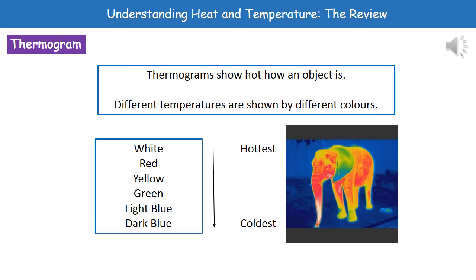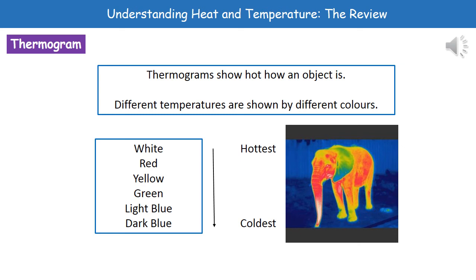One way we can observe these different temperatures of objects is by using something called a thermogram. Now, a thermogram is a special kind of picture that we can take using a special camera that shows us how hot an object actually is, and it does this by representing them with different colours. What we can see on the right hand side is a picture of an elephant taken with one of these thermal imaging cameras that's created our thermogram.